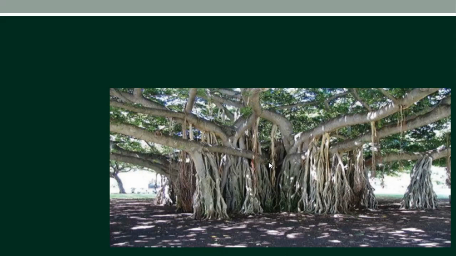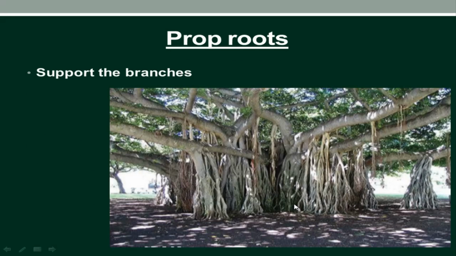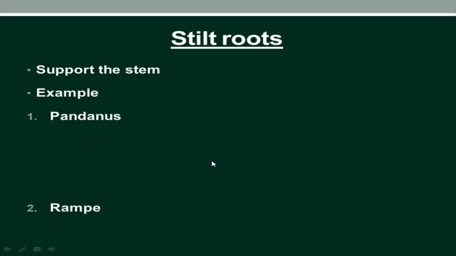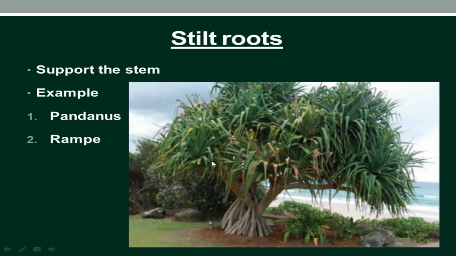First we will learn about prop roots. This picture represents the prop roots, right? Prop roots support the branches, and prop roots can be seen in the banyan plant. Then we will discuss stilt roots. Stilt roots support the stems. Stilt roots can be seen in Pandanus and Rampe, right?